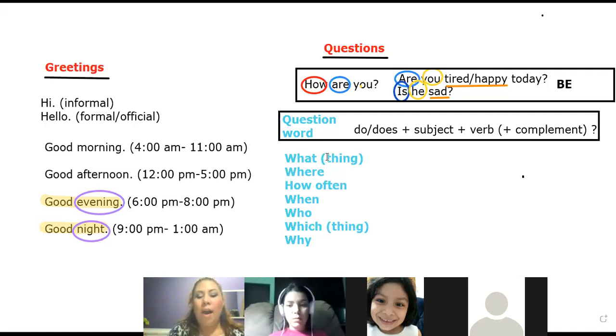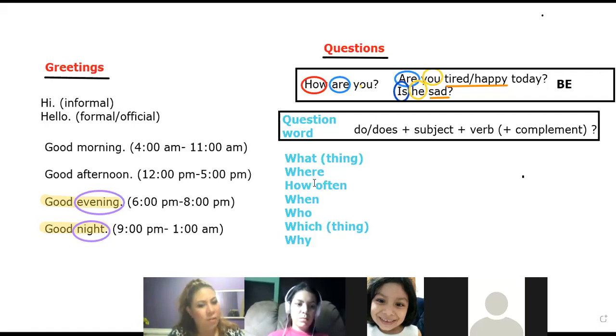Because when you ask the name, there are many, many options, not limited options. The options that you have for the names, hundreds, thousands, millions of names that you can choose from. Now, when you are talking about, for example, a TV show, which is your favorite TV show, or what is your favorite TV show? The best option is what, because TV shows is an unlimited amount. Do you understand the difference between what and which?